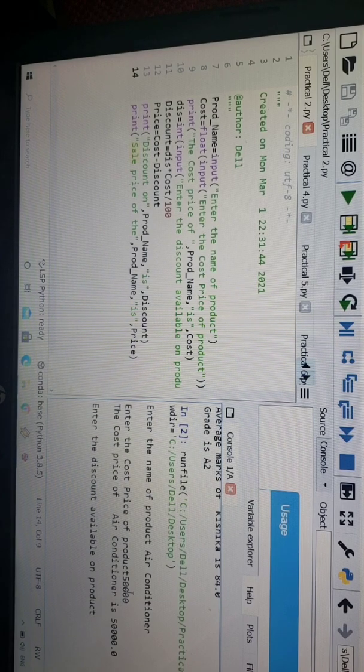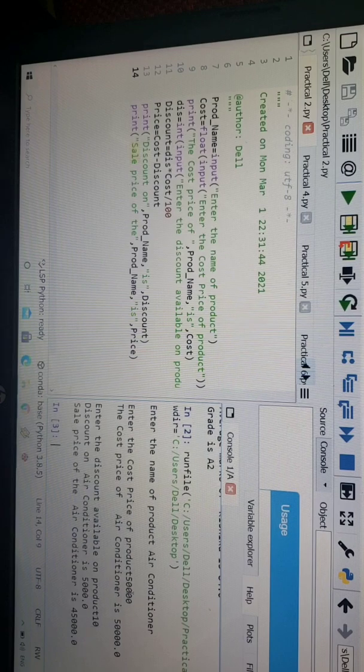discount, you can say 10% is the discount, and then discount on air conditioner is 5,000. If 5,000 is the discount, then that means this amount will be deducted from this 50,000. So we will get 45,000 as the sale price of that particular product. Okay, I hope it is clear to everyone.